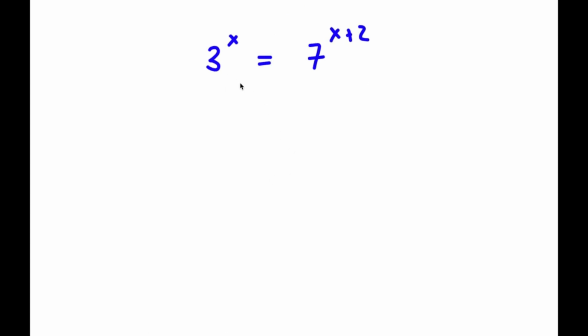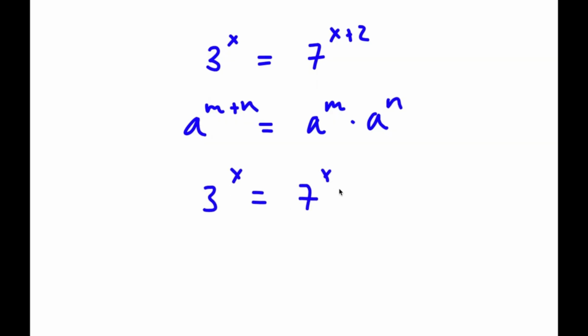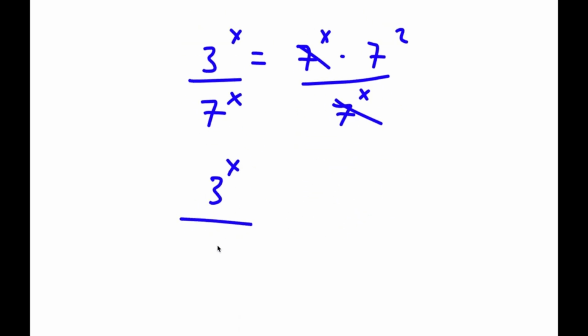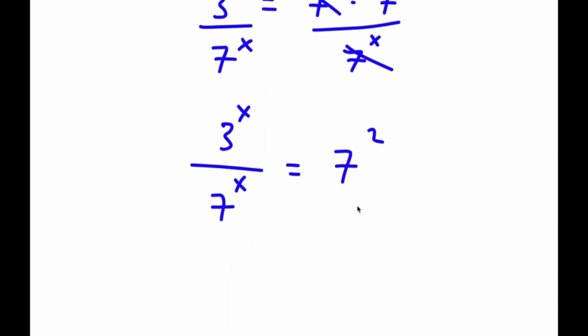Alright, so in this problem, I have 3 to the power of x is equal to 7 to the power of x plus 2. So now, if I have something in the form a to the power of m plus n, this is equal to a to the power of m times a to the power of n. So 7 to the power of x plus 2, I can rewrite as 7 to the power of x times 7 to the power of 2. Now, I'm going to go ahead and divide both sides by 7 to the power of x. So then these two cancel out, and now I'll have 3 to the power of x over 7 to the power of x is equal to 7 to the power of 2.